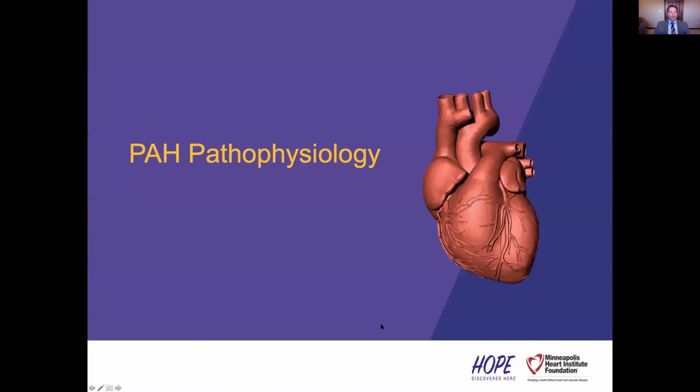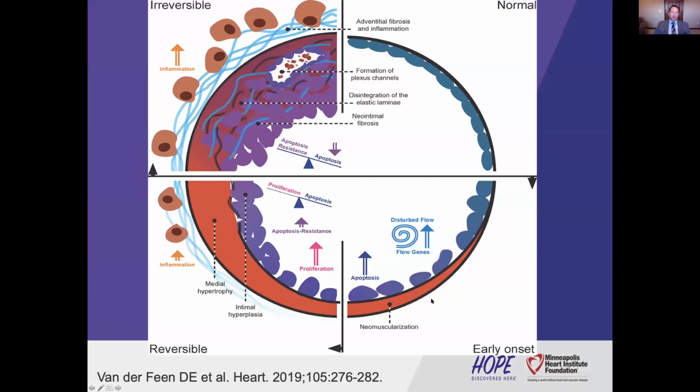When we talk about the pathophysiology of pulmonary arterial hypertension, we're really talking about disruption of the pulmonary vasculature, change in the intima, as well as the media of the smooth muscle cells and the pulmonary arterial endothelial cells.